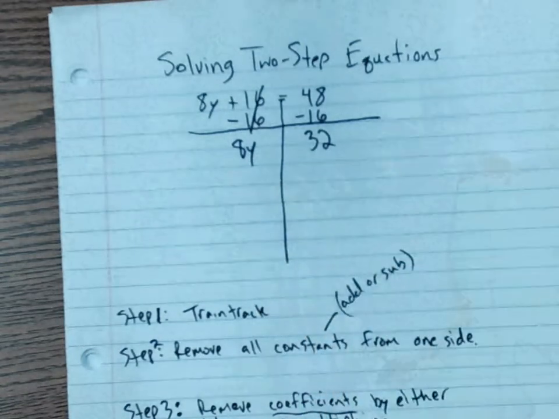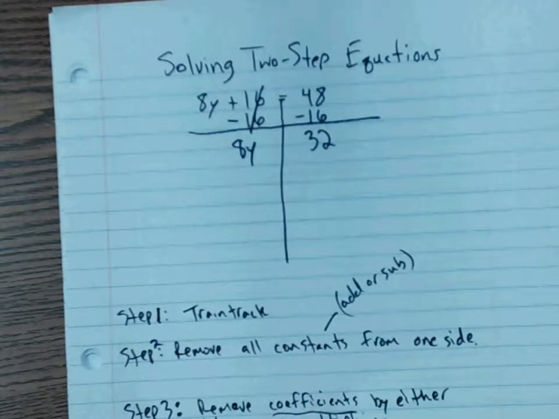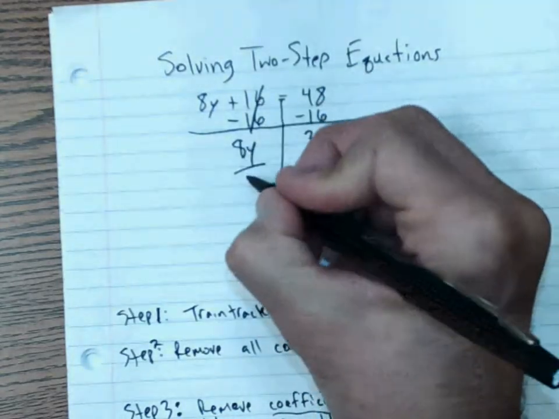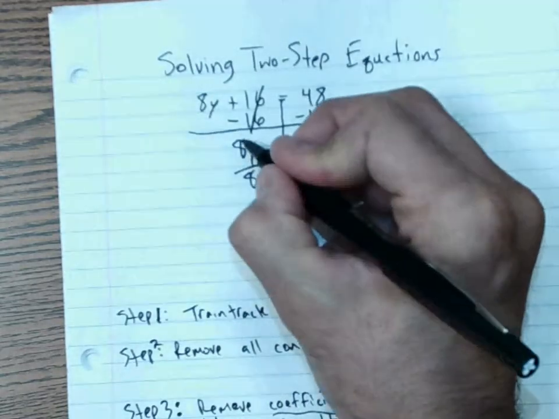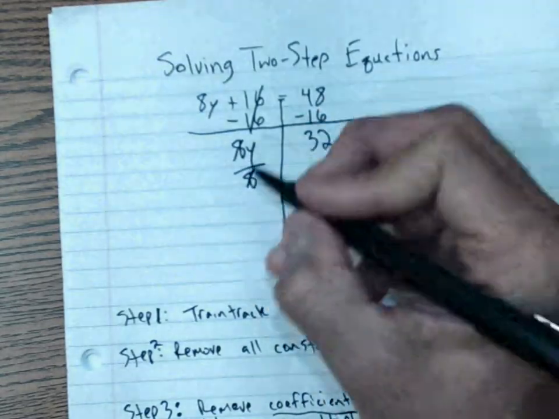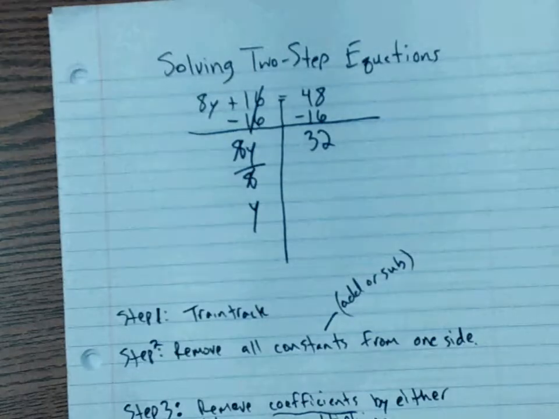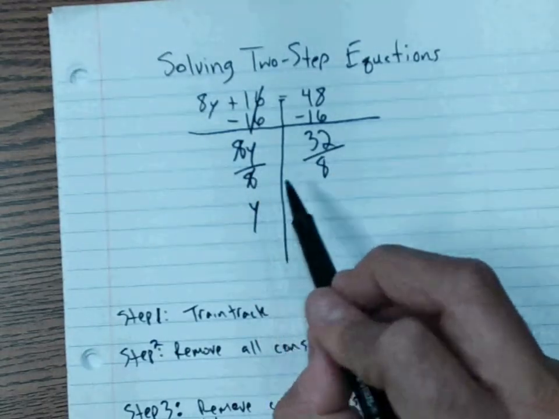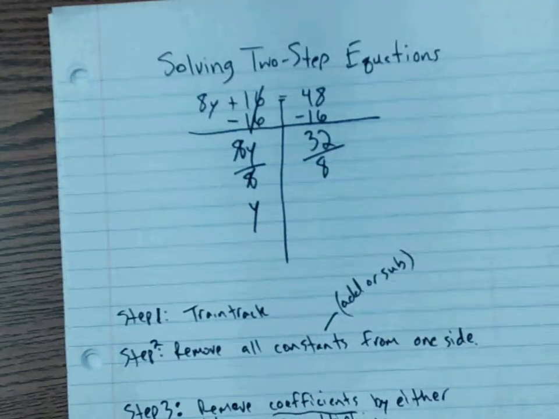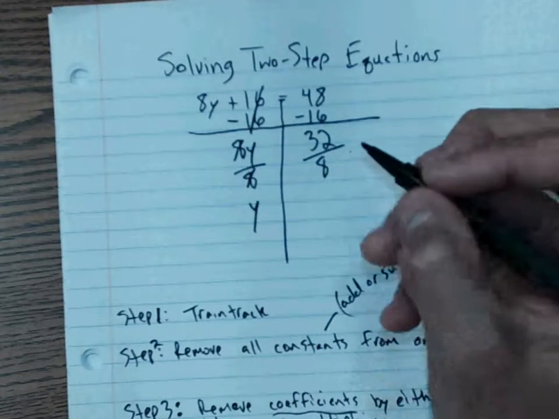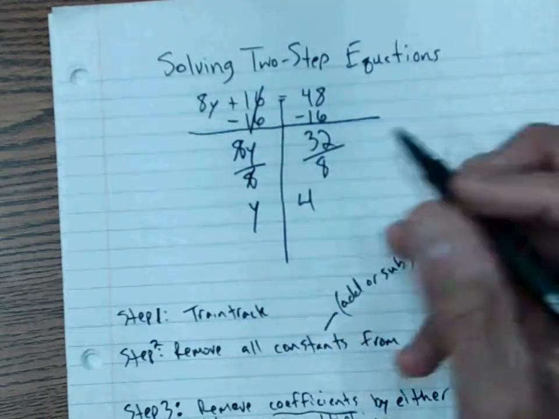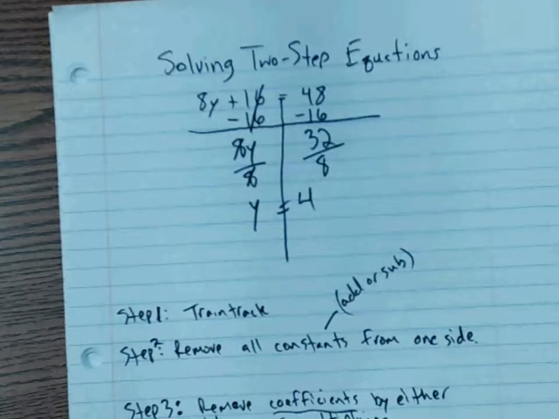So again, think opposite operations. What is the opposite of multiplying? Well, it's division. So that means if I'm multiplying by 8, I undo that by dividing by 8. And this 8 divided by 8 equals 1. So you just have 1y. Whatever you do to one side, you do to the other. Since I divided by 8 on the left, I have to divide by 8 on the right. 32 divided by 8, we'll count by 8s. 8, 16, 24, 32, 4. So we think y equals 4.